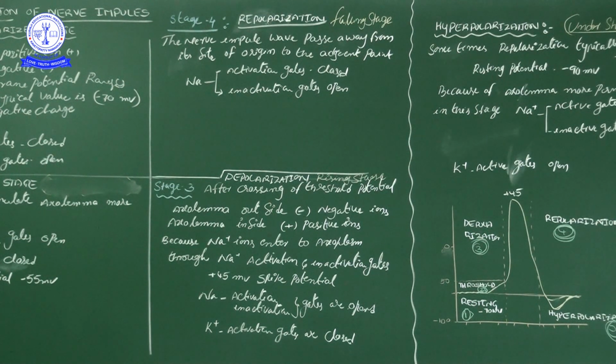Now when the nerves are carrying the nerve impulse message, these 5 steps occur. Now what is that? Now the first step is the polarized stage.